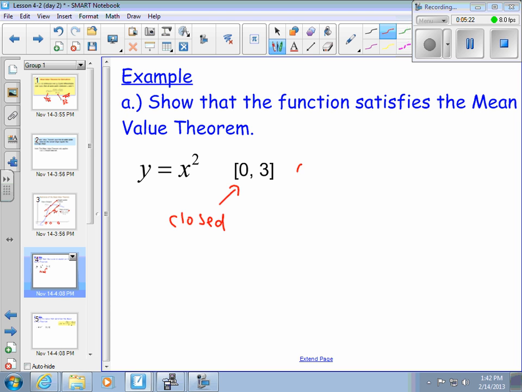This right here is saying that x has to be less than or equal to 3 and greater than or equal to 0. That's what this is saying here. So yes, it is closed. We count the endpoints. Also, it has to be continuous.